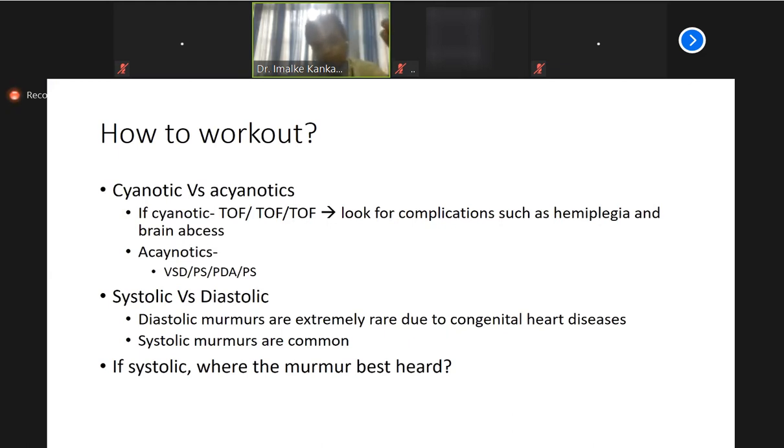Try to score marks by looking at complications of TOF, like hemiplegia and brain abscesses. So those are distinction points, right? So in practice, I'm telling you, in exams, children with cyanosis are highly likely to be tetralogy of Fallot, right?